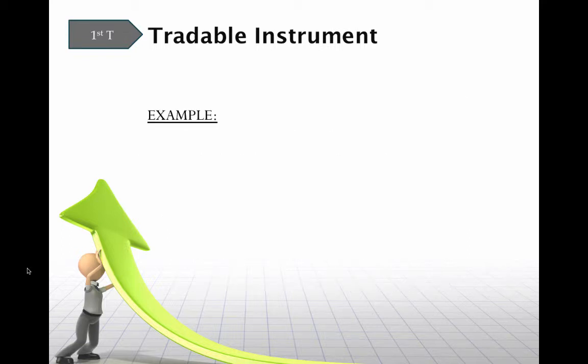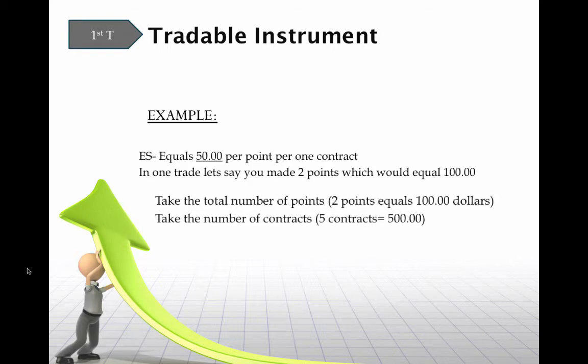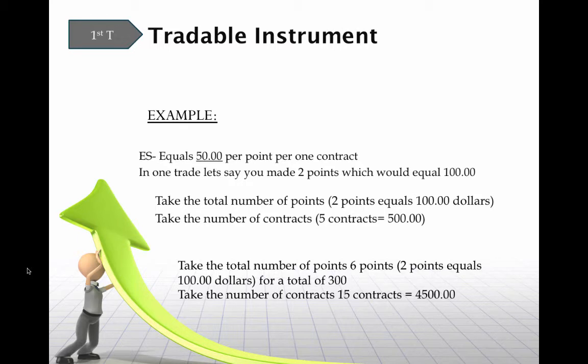So again, we want to just go through a brief example here for you of what we look at. And again, starting off with the S&P, which equals $50 per point per contract. In one trade, let's say you made 2 points, which would equal $100. So take the total number of points, 2 points equaling 100, and then take the total number of contracts equals 500. An additional example, let's say that you got a total of 6 points in one day. 2 points again would equal 100, so the total for that would be 300.